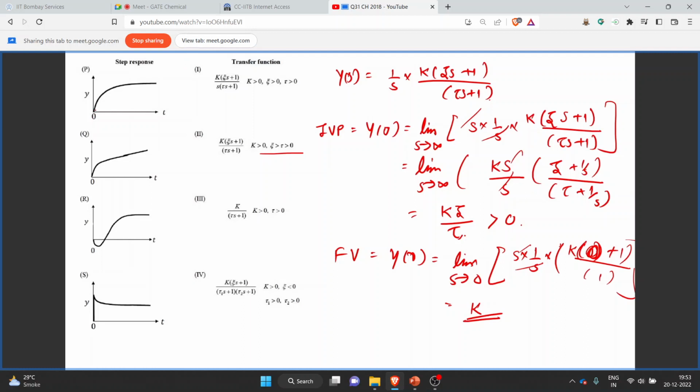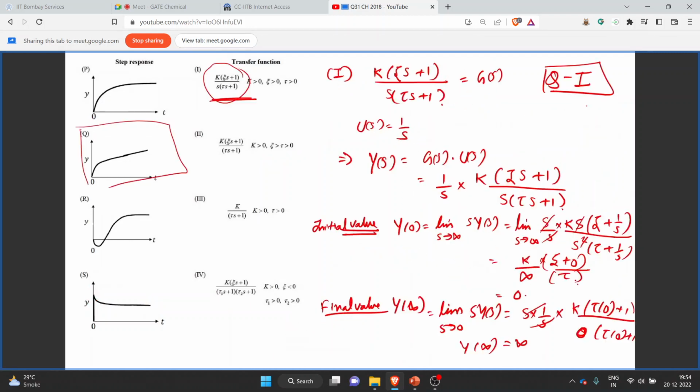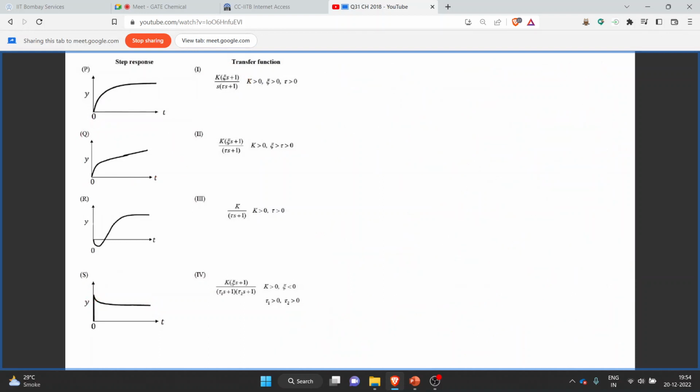So in the first option, the initial value is 0. In the second option also, we have been given the initial value as 0. In the third option also, the initial value we can say is 0. And in the last option, we can see that the initial value is some fixed positive value, and the final value is also some constant k. That is the second option. The second transfer function will correspond to the plot given by this, that is s is 2. So until now we have q equal to 1, s is equal to 2. Let's write it over here. q1 s2.